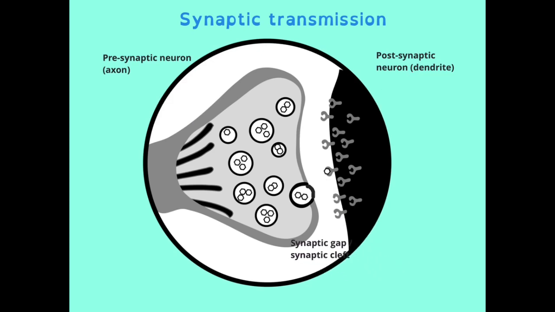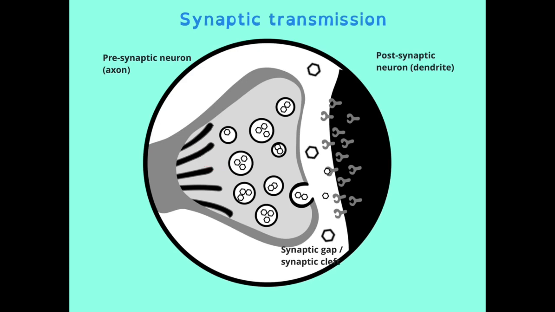The process of synaptic transmission works as so. An electrical impulse, known as an action potential, travels along the nerve until it reaches the axon. Once in the axon, it stimulates the vesicles. The vesicles are these little sacs here, inside the axon, which hold the neurotransmitters. Once stimulated by the action potential, these vesicles open in a process known as exocytosis, and this releases the neurotransmitters into the synaptic gap.